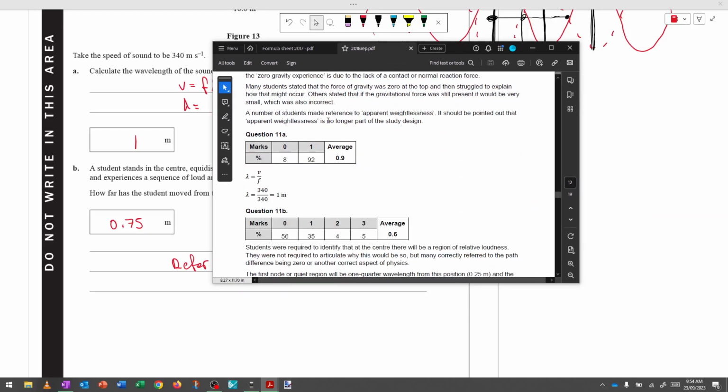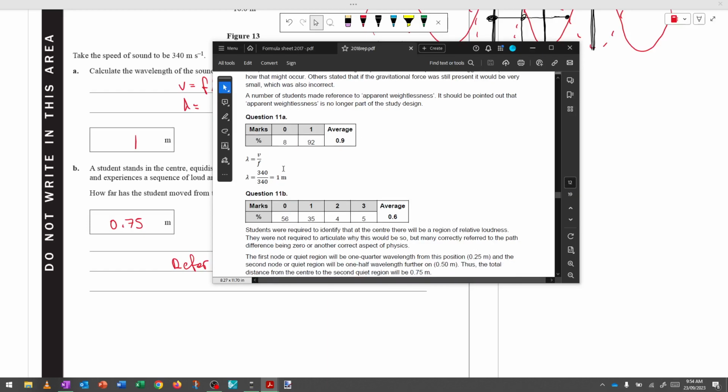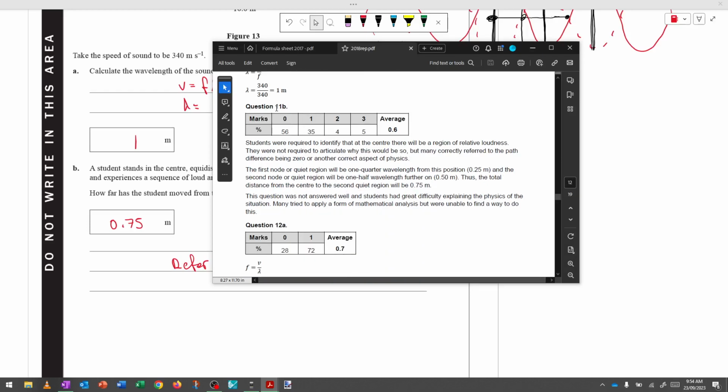So part A, 92% got that one right. The other 8%, no idea what you guys were doing. 11B, students were required to identify that at the center there will be a region of relative loudness. So that's because you're equidistant and path difference is 0. That's what you had to say. The first node or quiet region will be 1/4 wavelength from this position. That's what we've started explaining with the diagram. And the second node or quiet region will be 1/2 a wavelength further on from that, which the total length would be 0.75.